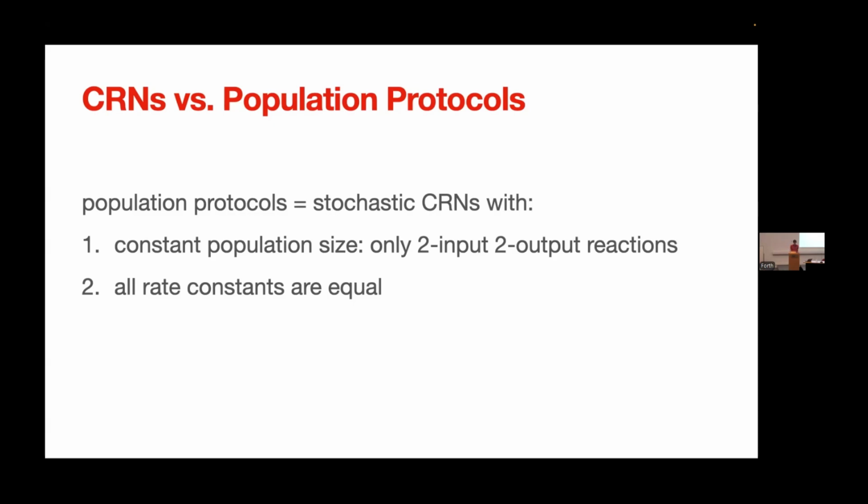And also all rate constants would be equal, which in a chemical system is very unnatural. Maybe by chance you would have only 2 inputs and only 2 outputs. That can happen. But having all rate constants be equal is very unlikely. Some of the flavors or techniques from population protocols do carry over. We see that hopefully at the end.